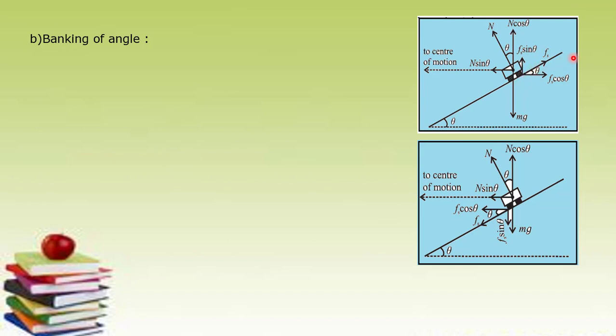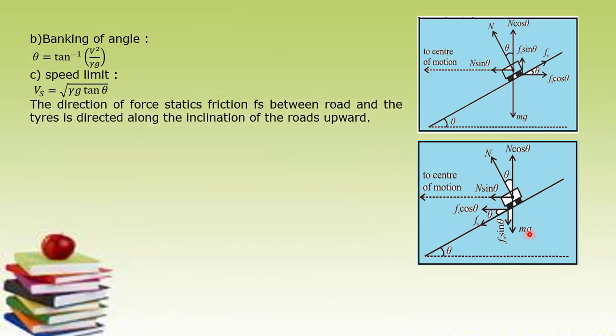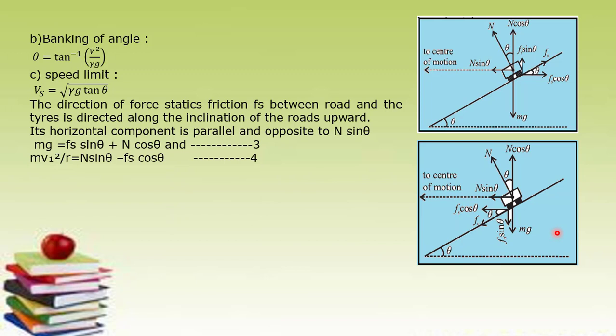On one side the force of static friction is there, and on the other side static friction is also there. Here theta equals tan inverse of v square upon rg, and the speed is Vs equal to root of rg. The direction of the force of static friction Fs between the road and the tires is such that at one tire the force is in the upward direction, at the other tire the force is in the downward direction. So its horizontal component is parallel and opposite to N sin theta. So you will get the equation mg equal to Fs sin theta plus N cos theta, and the second equation mv square upon r is equal to N sin theta minus Fs cos theta.